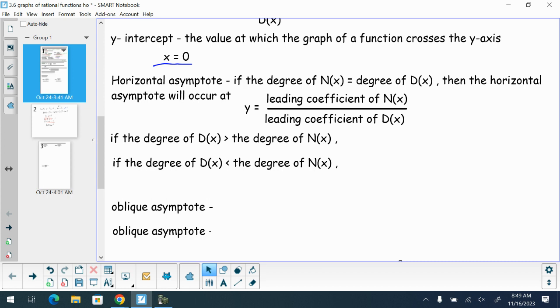Now, once again, mathematically, we can always go back to the definition. What is your definition of your leading coefficient? It is the coefficient of the largest degree term. Whatever the coefficient of the largest degree term is, that's your leading coefficient.